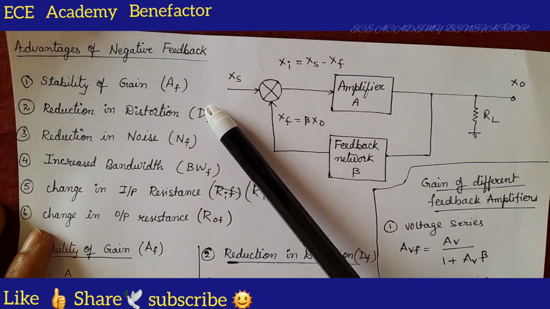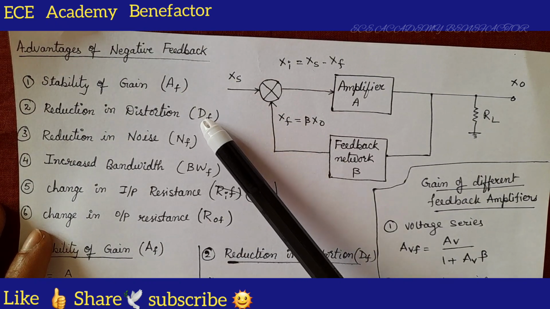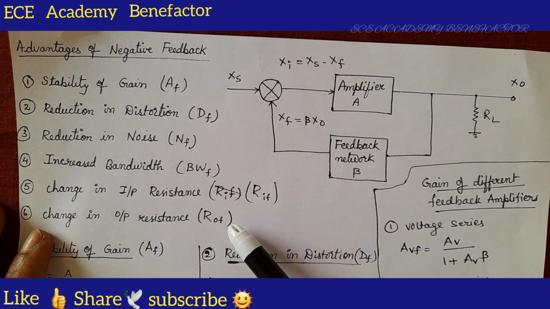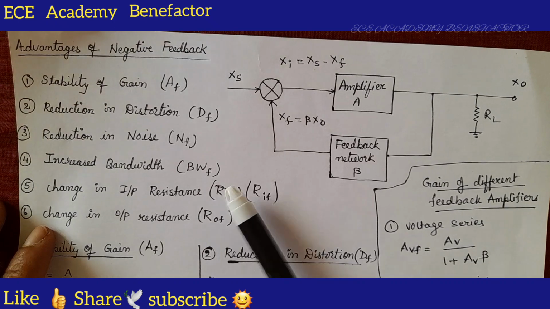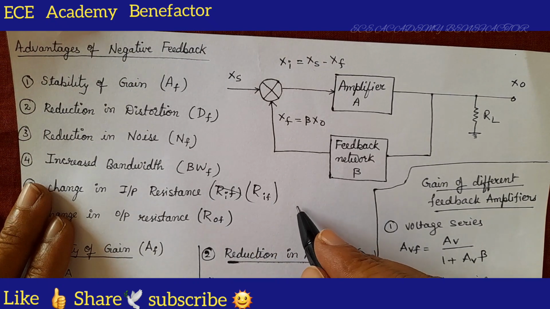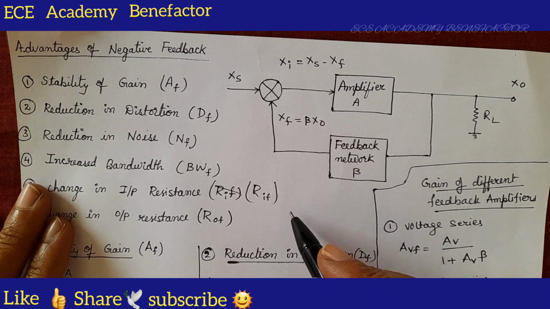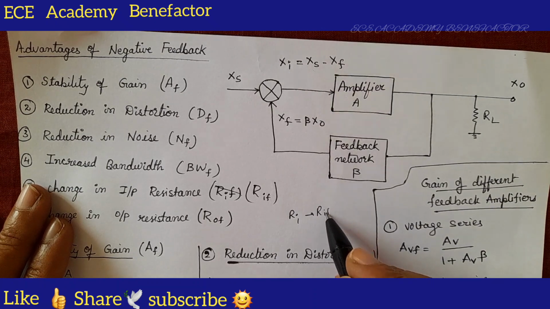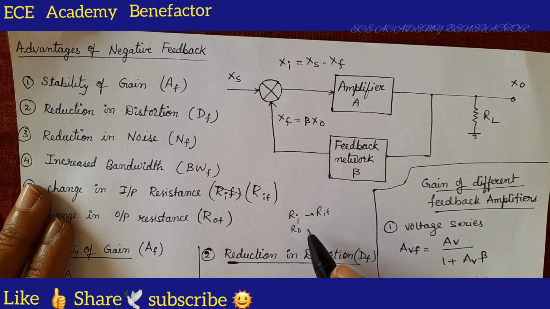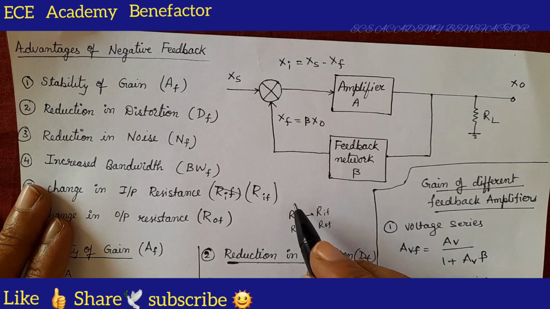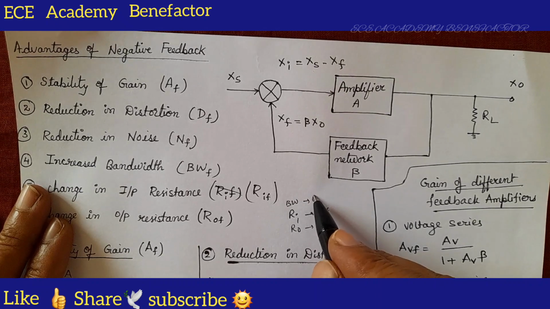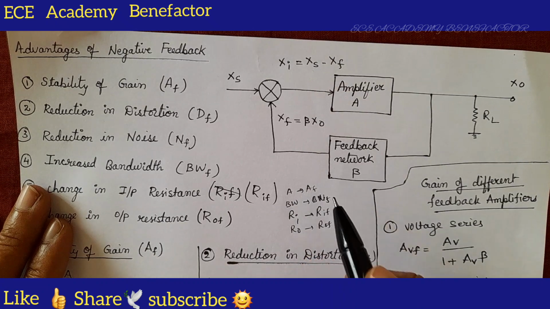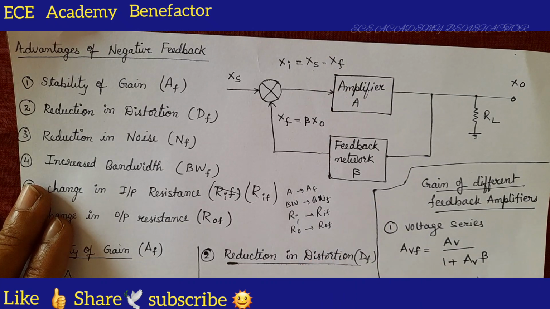So, the notations are clear now. Gain AF, distortion DF, noise NF, bandwidth BWF, input resistance RIF and output resistance ROF. Here we have to know with feedback and without feedback. Without feedback, what will be the symbol of input resistance? Ri. With feedback it is RIF. Without feedback output resistance Ro, and with feedback it is ROF. BW without feedback and with feedback BWF. A without feedback, AF with feedback. So, these are the notations, you need not be confused.